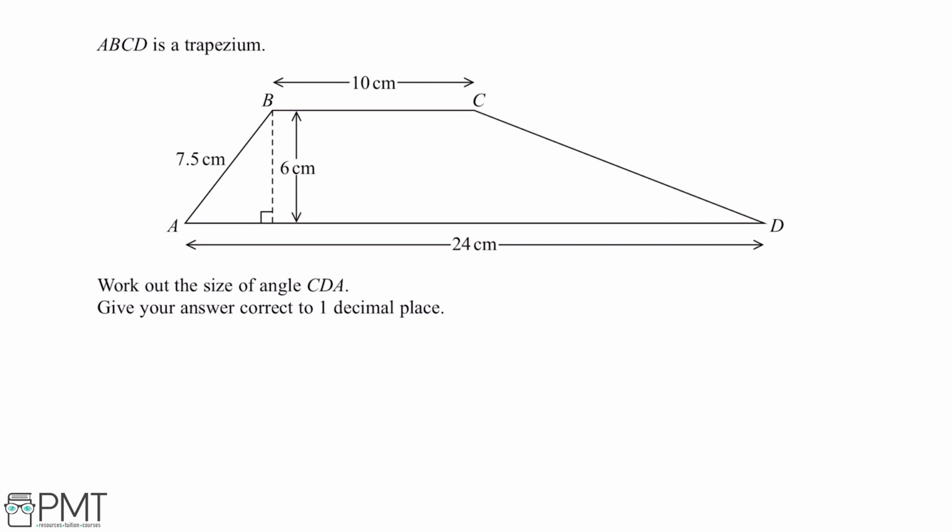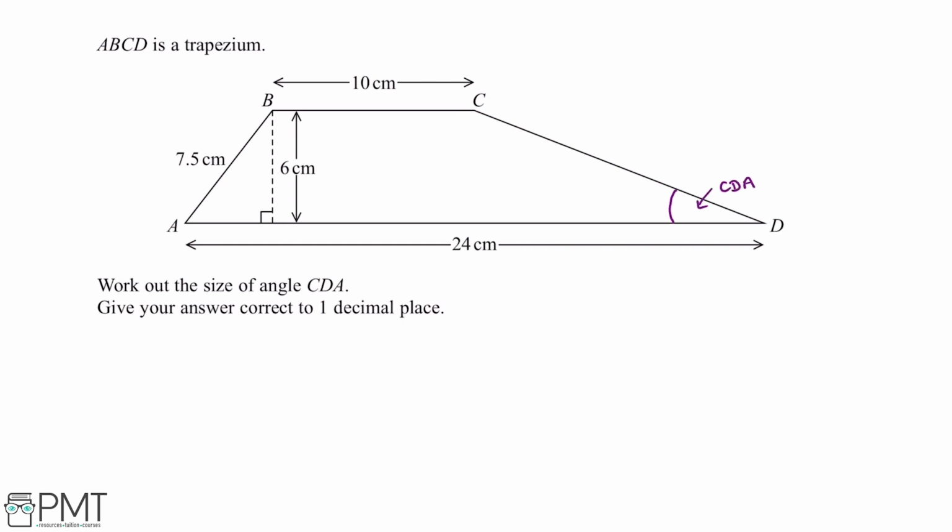ABCD is a trapezium. Work out the size of angle CDA. Give your answer correct to 1 decimal place. So the first thing we can do is mark angle CDA onto our diagram so that we know which angle we're working out. So angle CDA is this angle here.